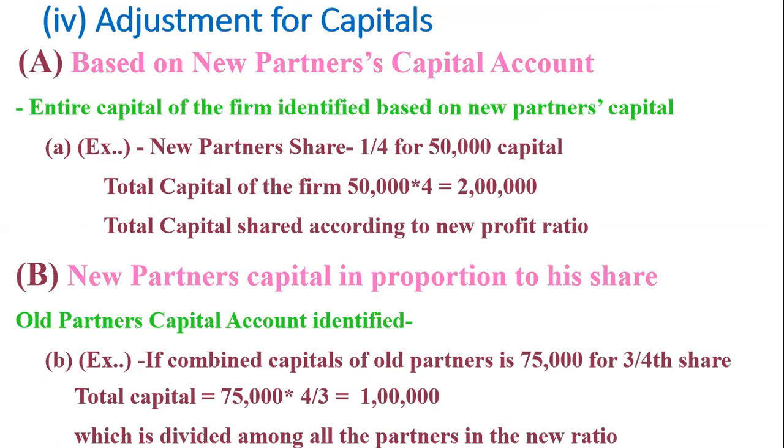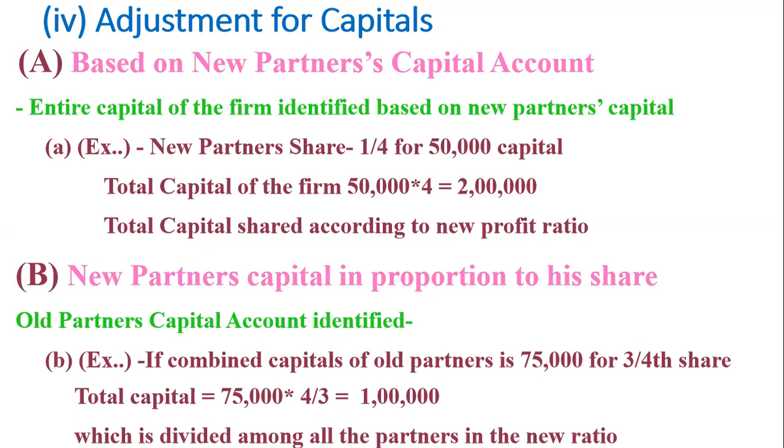And the next one is adjustment for capital. So here there is a computation of the new partner's capital account. That is what is to be brought in by the new partner. That will be one adjustment, or based on the new partner's capital brought in by him, the old partners' capital will be adjusted. So two cases may happen. That is, based on the new partner's share of capital brought in by him, the old partners' capital can be adjusted.